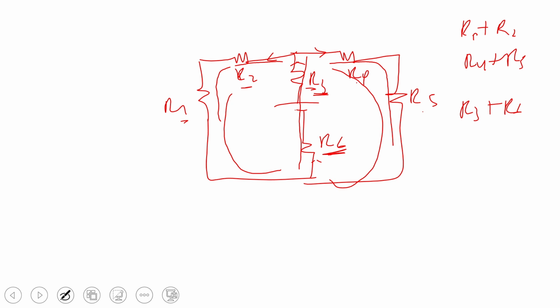Now let's check something. Let's try to see if R2 and R4 are in series. You realize that the current that will pass through R2, when it gets to this junction, some will come here, some will go there. So R2 and R4 are not in series. An example. Let me say I have this.